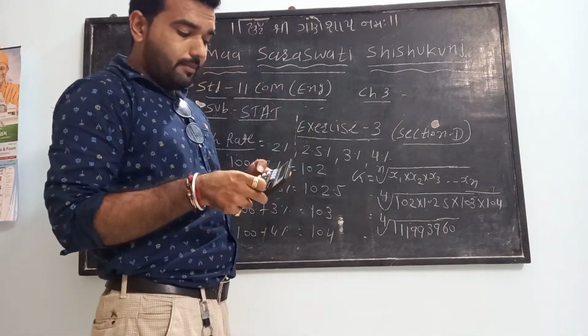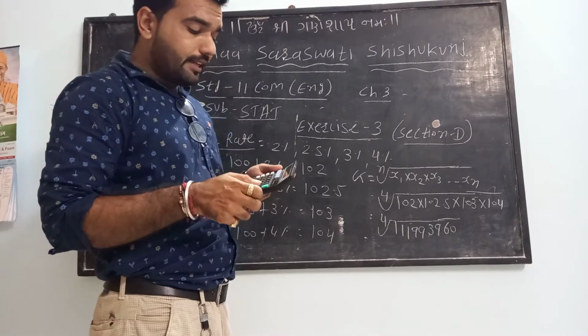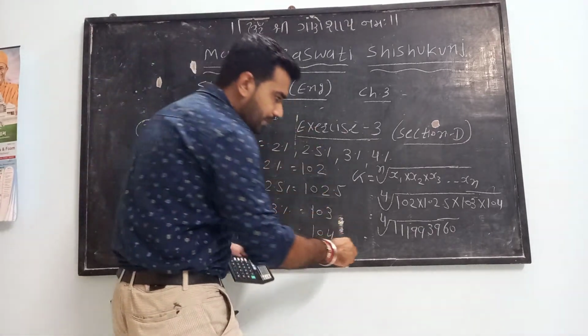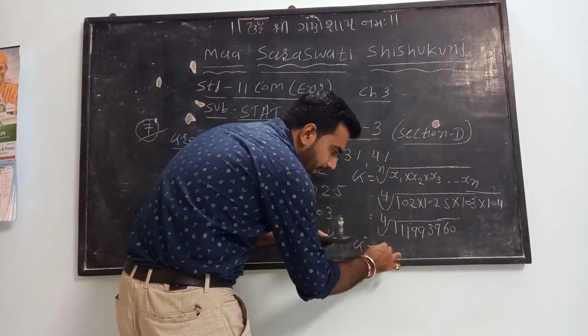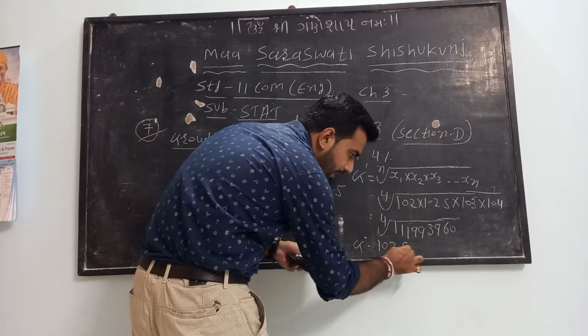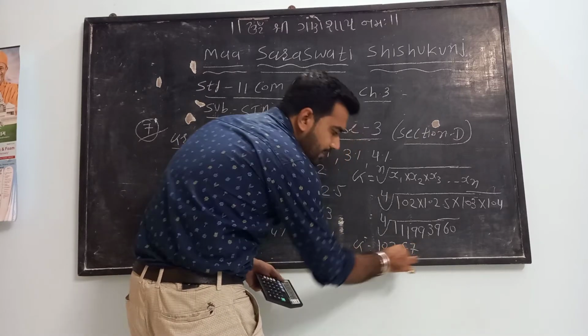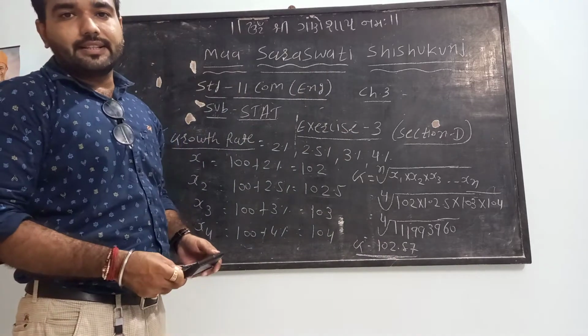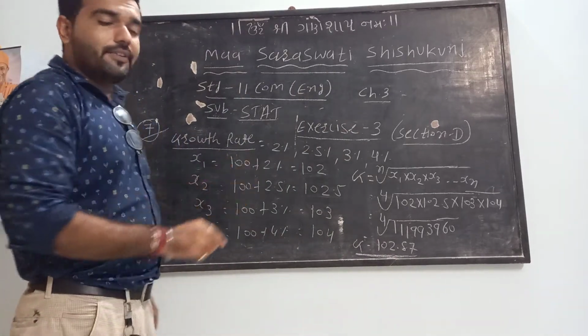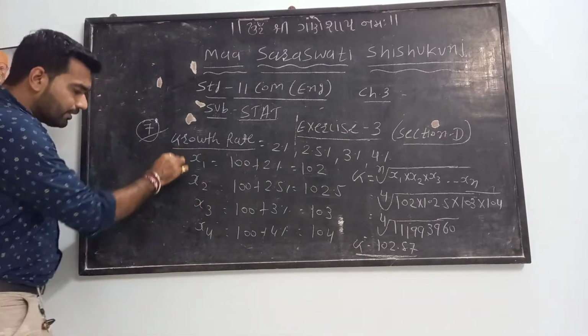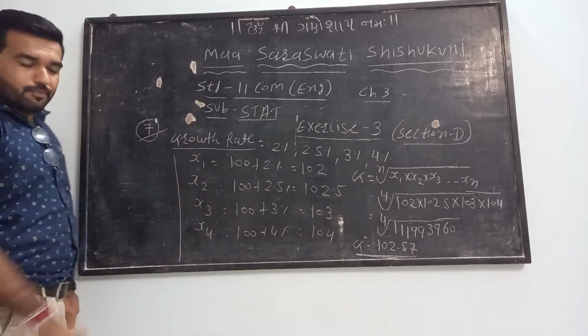Now we need the 4th root. For the 4th root, we use the calculator square root 2 times. So the geometric mean, taking the root 2 times, is 102.87.